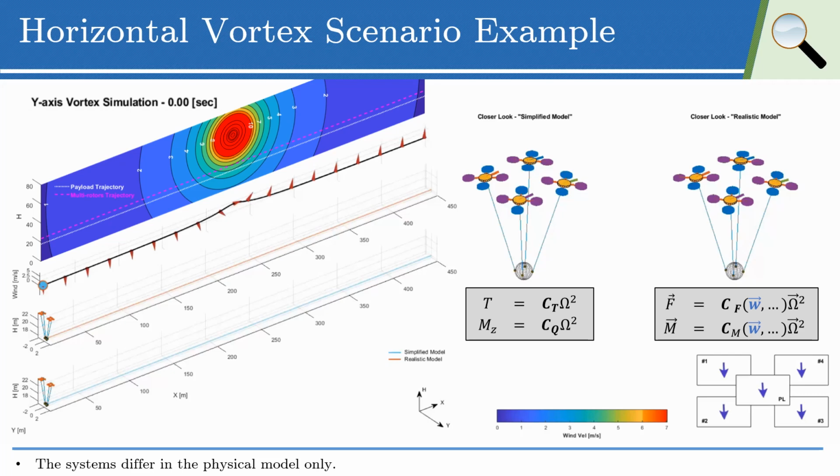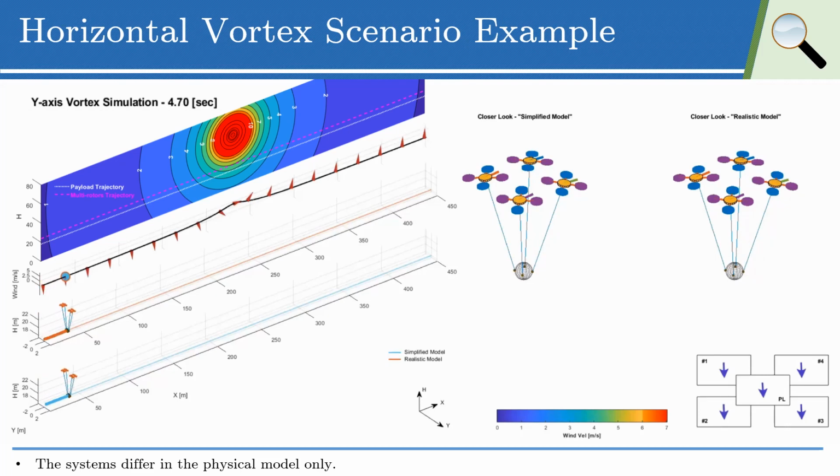Above the trajectory, you can see the vortex profile, which consists of a contour of wind intensity and the wind direction. On the right of the screen, you have a closer look at the system of the two simulation models, with a closer look at the wind direction and the intensity of each system component. Okay, so now that we have a better understanding of this presentation, let's start.